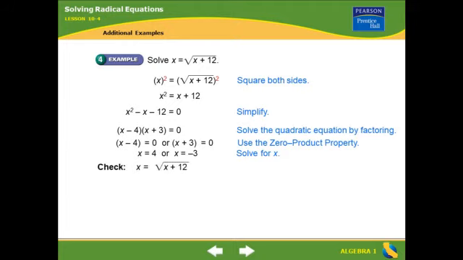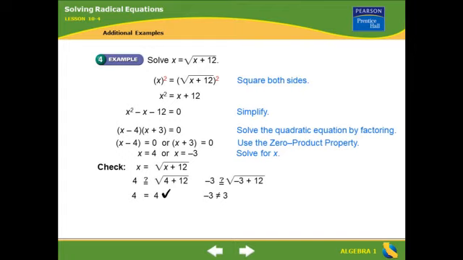So check from the original equation. Substitute the value of your x. So we can do this one. The first value of your x is 4. So 4 must be equal to the square root of 4 plus 12. And the other one, that is negative 3, it must be equal to the square root of negative 3 plus 12. Simplifying that one, 4 equals the square root of 4 plus 12, that is 16, and the square root of 16 is 4. So that is true when your x is equal to 4.